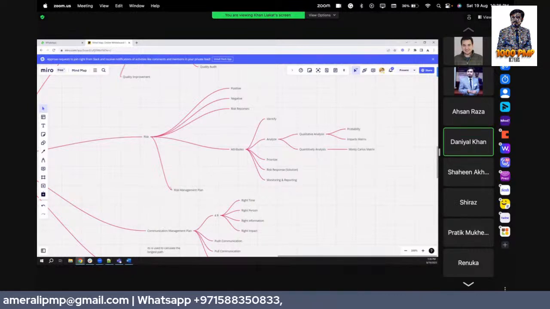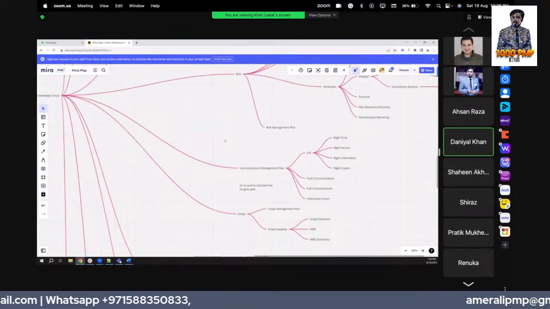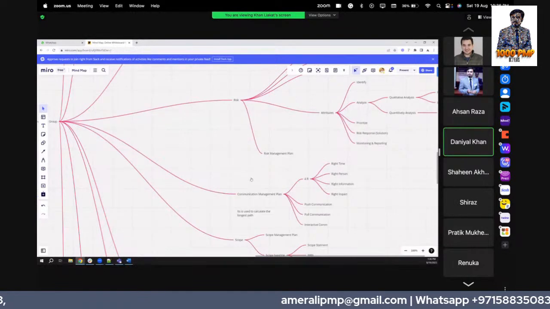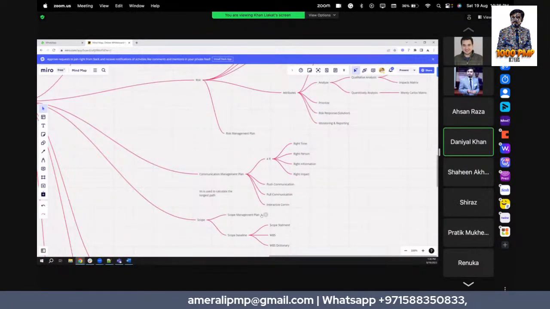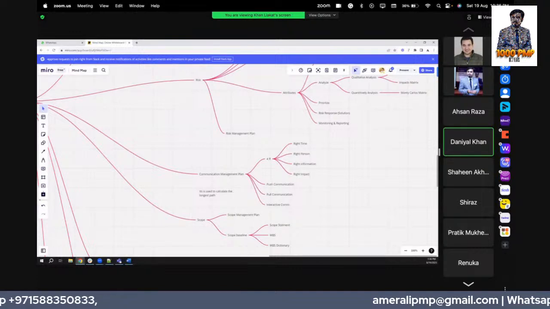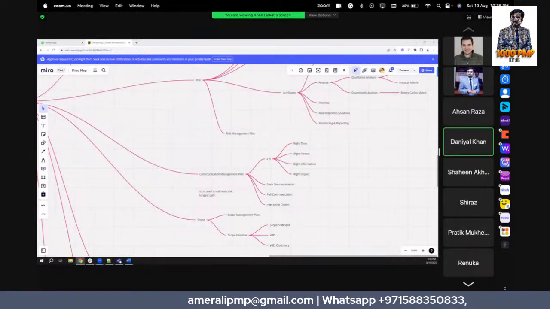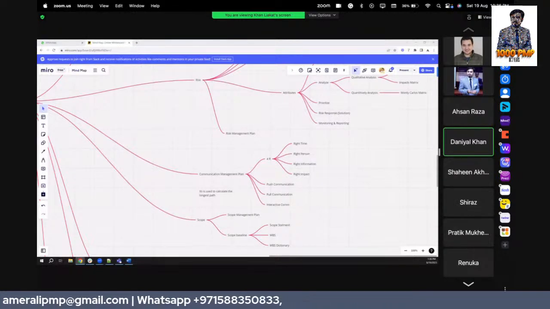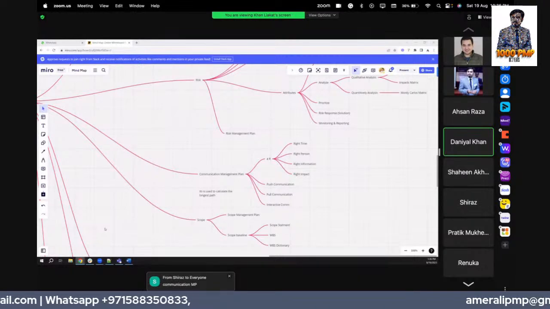The next, we are moving to the communications management plan. There are four main points: the right time, the right person, the right information, and the right impact. Okay, communication can be push, pull, or interactive. Push means we email or send something, and pull is where the receiver wants to receive an email or a message. Interactive communication is two-way communication.